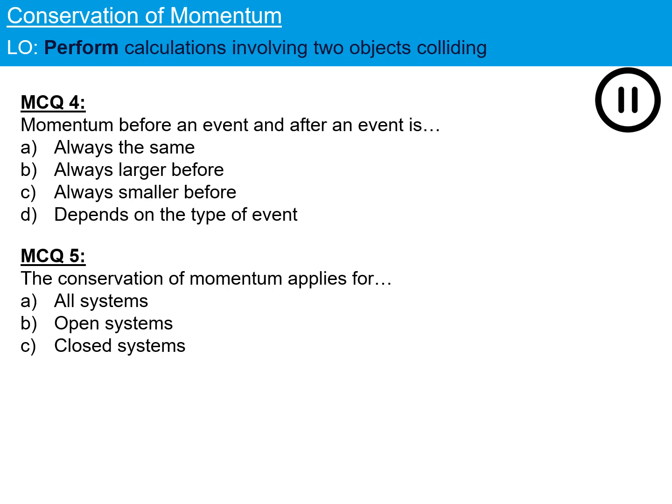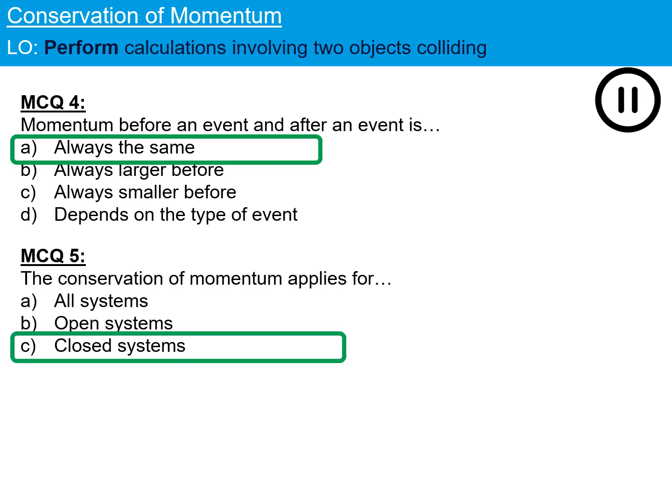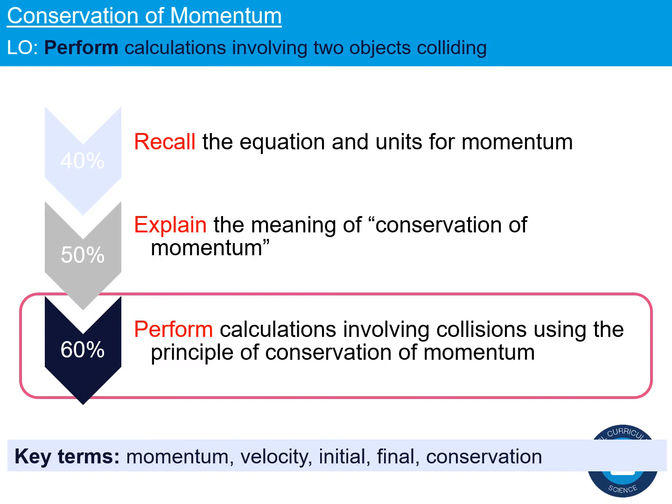So number 4, momentum before an event and after an event is always the same. That is the principle of conservation of momentum. And number 5, the conservation of momentum applies for closed systems. So let's now move on to the final part of this video. We need to perform calculations involving collisions using the principle of conservation of momentum.